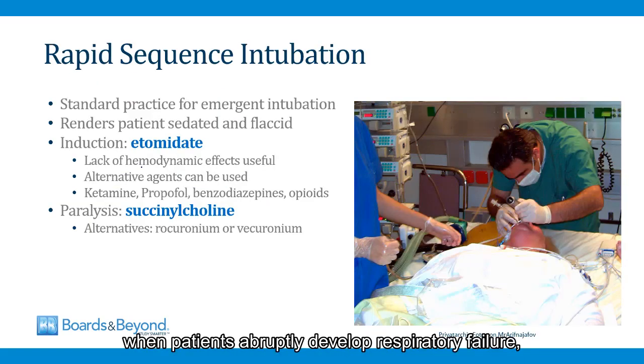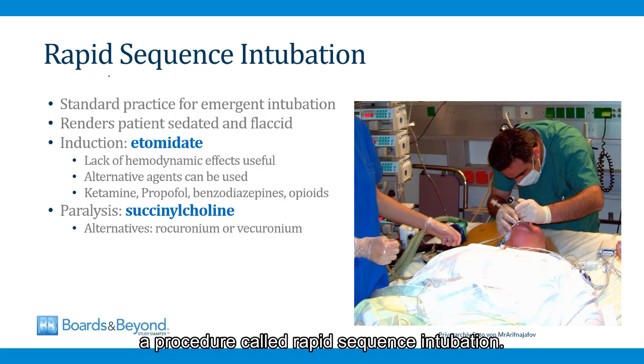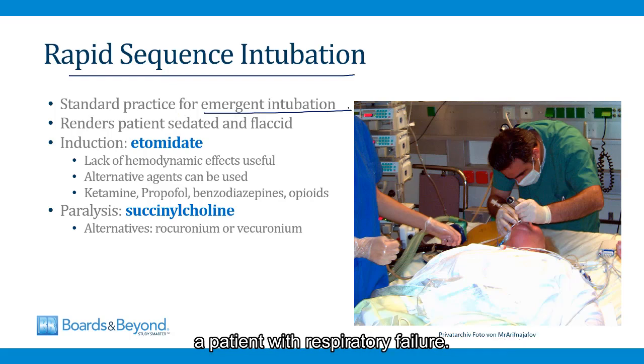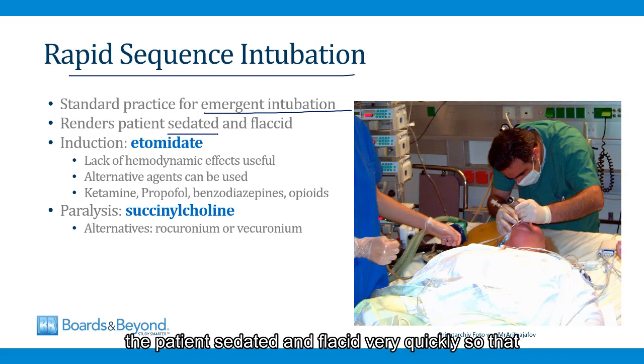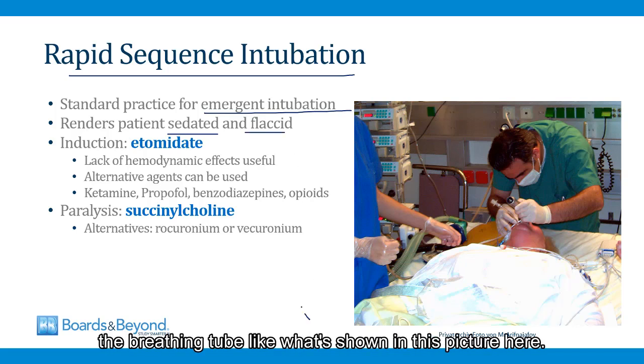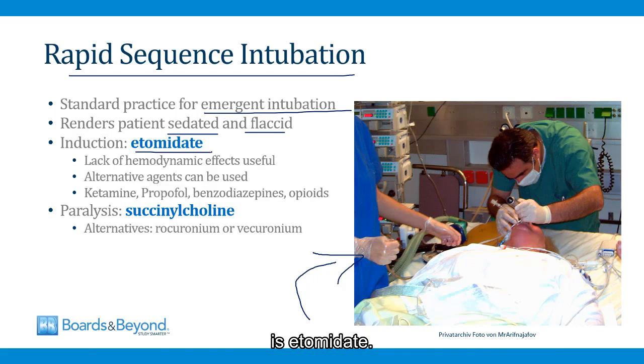In the hospital, when patients abruptly develop respiratory failure, they often need to be intubated very quickly, and the way this is done is through a procedure called rapid sequence intubation. This is the standard practice for emergent intubation of a patient with respiratory failure. The idea is to administer drugs that render the patient sedated and flaccid very quickly so that you can then manipulate the jaw and insert the breathing tube like what's shown in this picture here. The drug of choice for inducing anesthesia in this setting is etomidate, and this should make sense to you after what we've just been talking about.